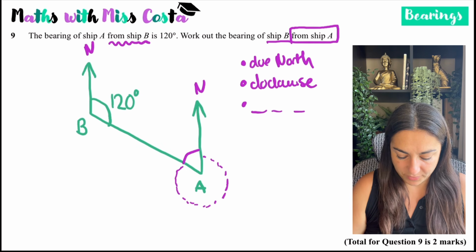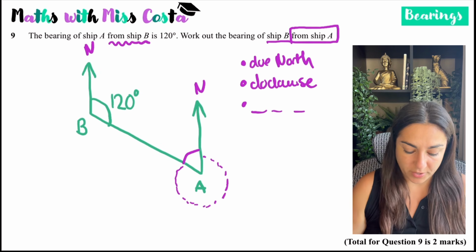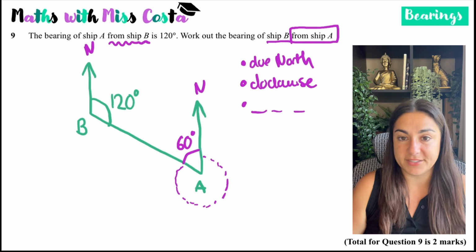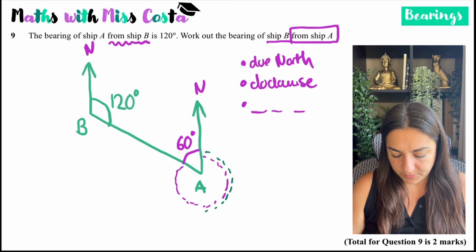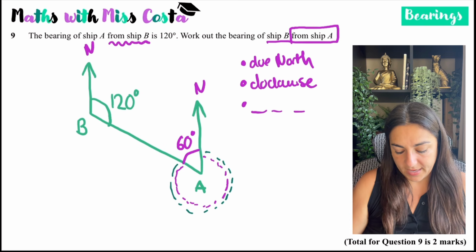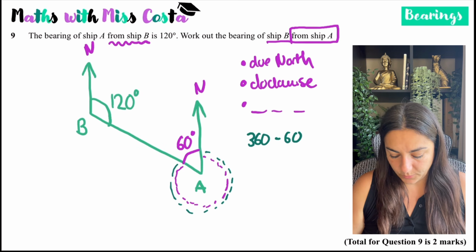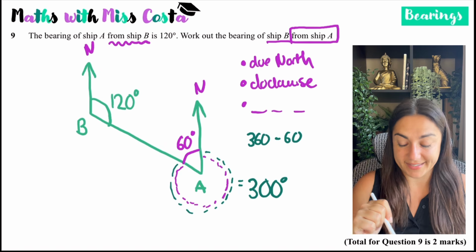And I can work out what this angle here is, because co-interior angles sum to 180. Therefore, this angle here is 60 degrees. So what I need to work out is what this angle here would be, because that is my bearing. And all I need to do is 360, take away 60, which is 300 degrees. And the reason for that is because angles on a point sum to 360.